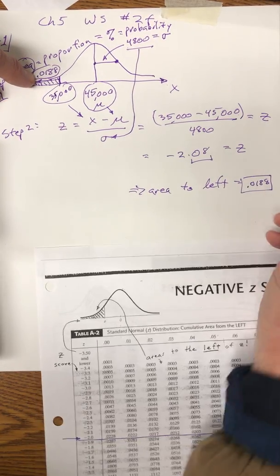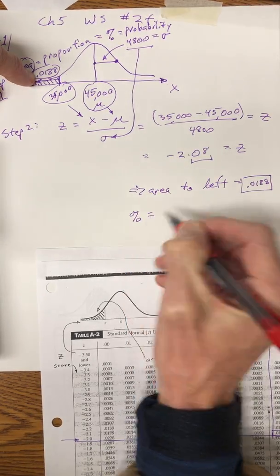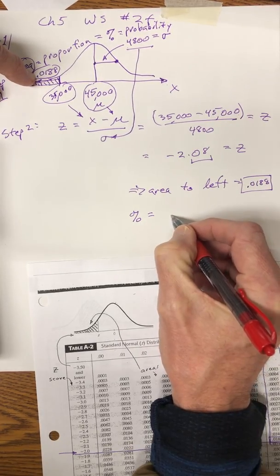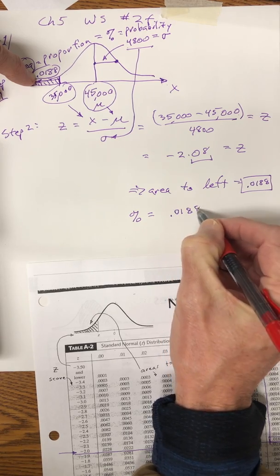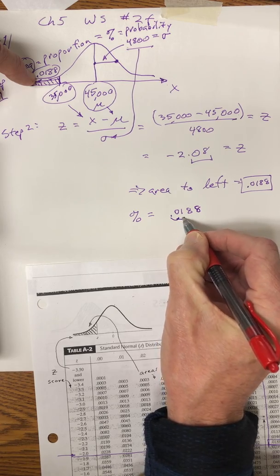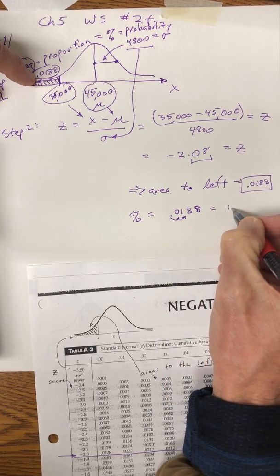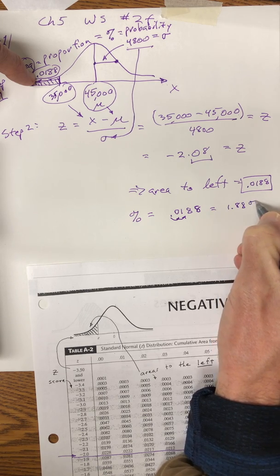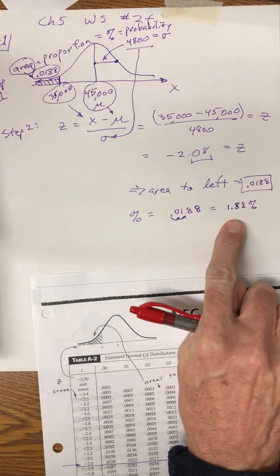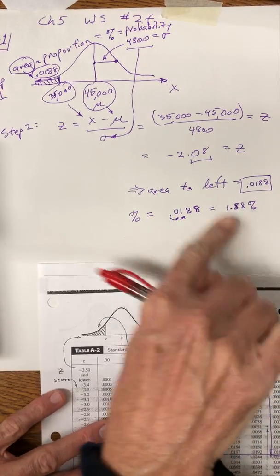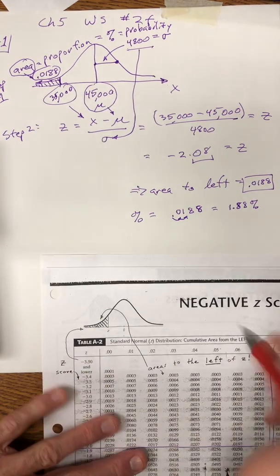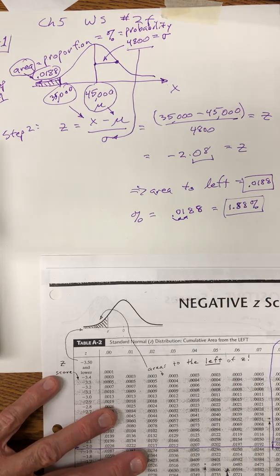So that's the proportion. The percentage would equal, you move the decimal place 2 places to get the percentage, so 0.0188. I'm going to move the decimal place over 1, 2, so it's going to be right here, 1.88%. So about 2% of tires will last 35,000 miles or less, all right? So that's our answer to the first part of the question.